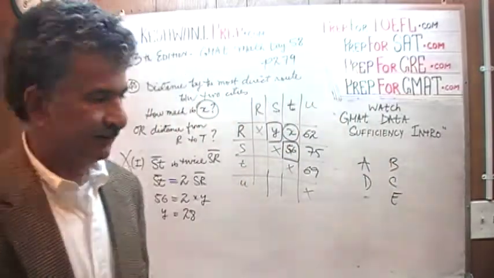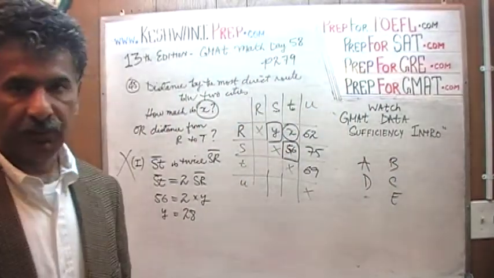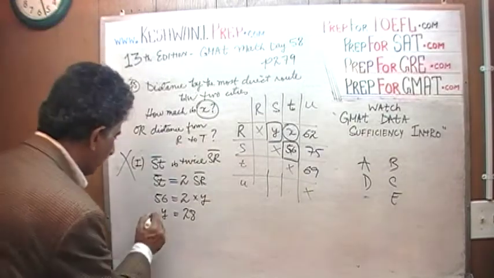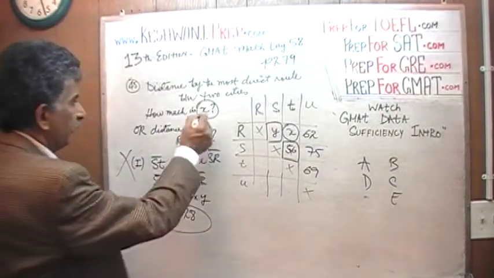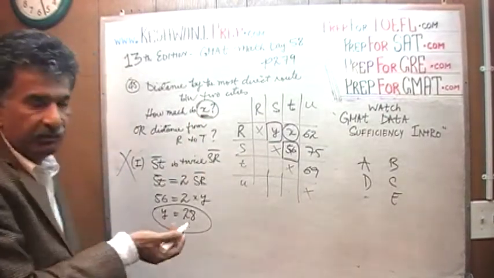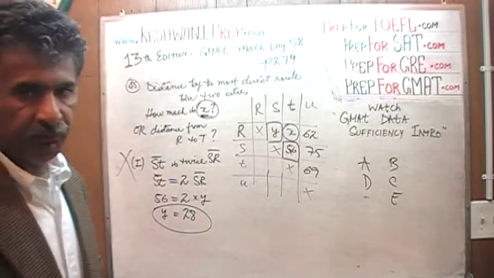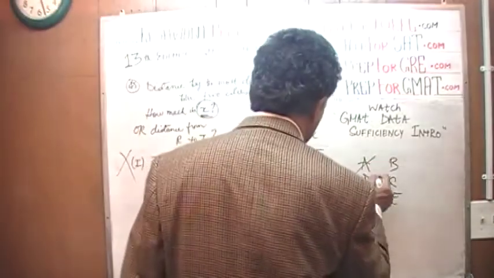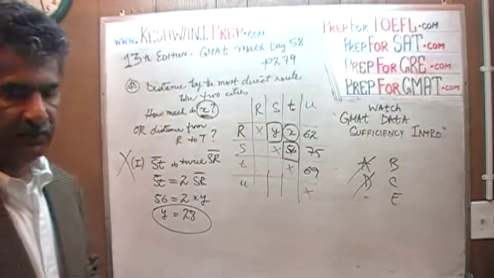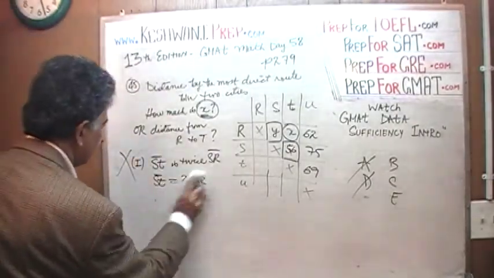A, D, B, C, E. Since the first statement does not do any good at all, because we know what Y is and we want to find out what X is, the first statement is useless. Since the first statement is useless, the answer cannot be A or D. The answer has to be either B, C, or E. Let's look at the second statement.